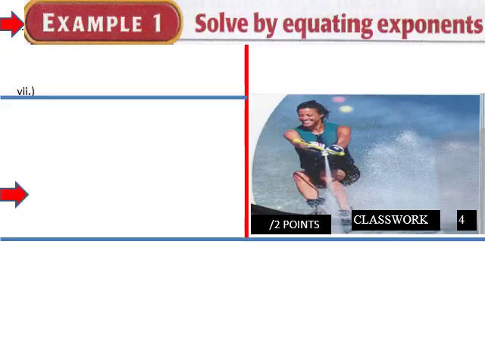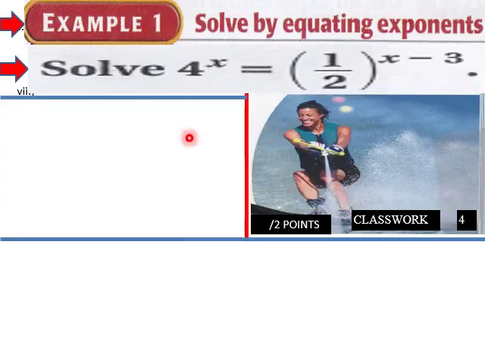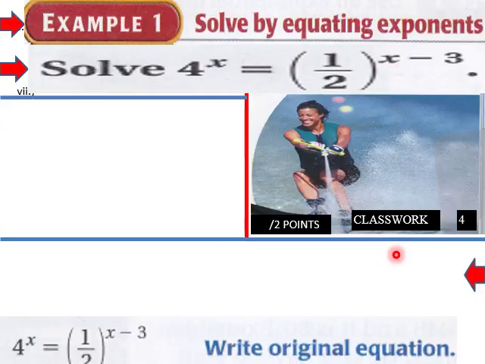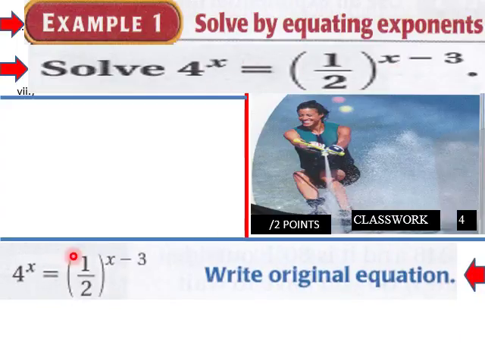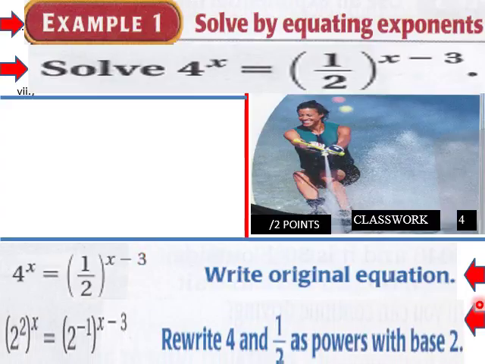Okay, example 1, solve by equating exponents. So we have an equation here: 4 to the x equals 1/2 to the x minus 3 power. Write the original. We write 4 and 1/2 as powers with base 2. So we're going to go from base 2. This is 2 to the negative 1. This is 2 squared. And then we put our x out here.